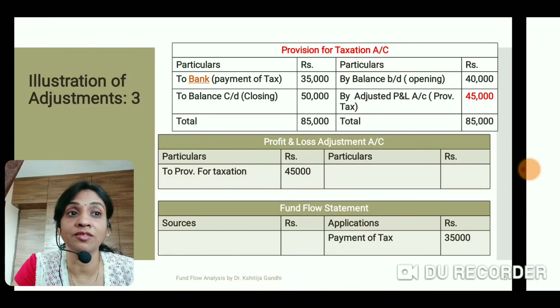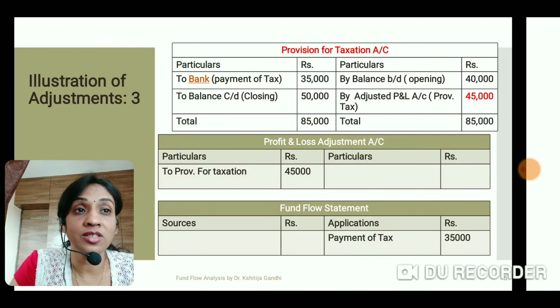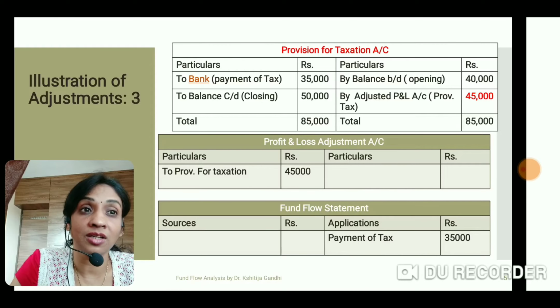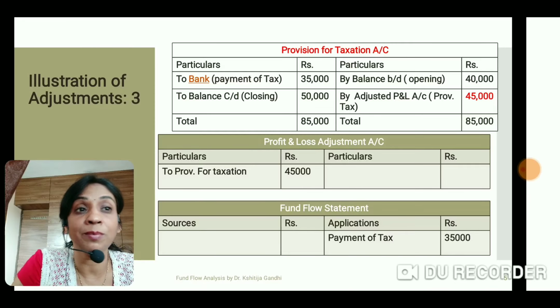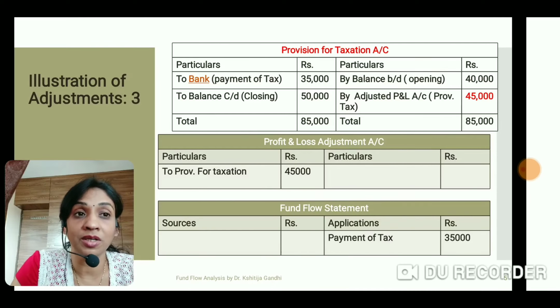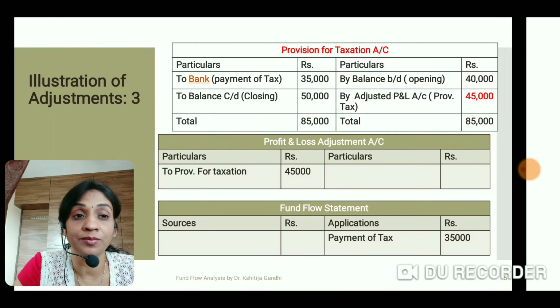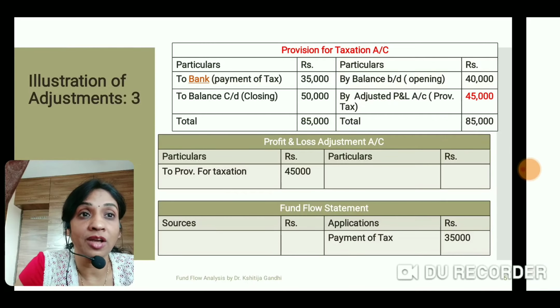Let's see other effects. We have prepared the provision for taxation account. In the provision for taxation account, on the credit side we can see 'by P&L adjustment account'. So whenever we prepare the profit and loss adjustment account, the debit side will be 'to provision for taxation', amount 45,000.